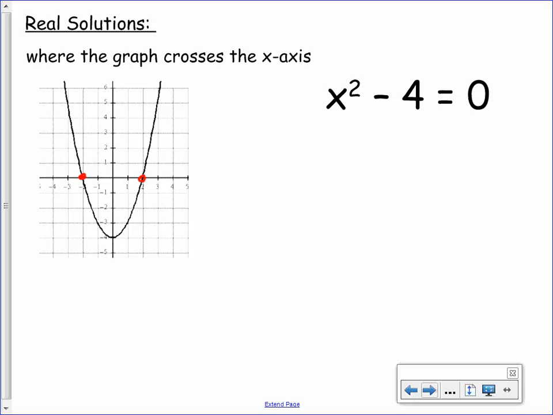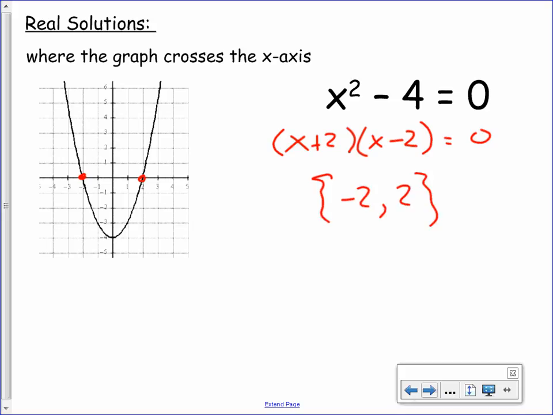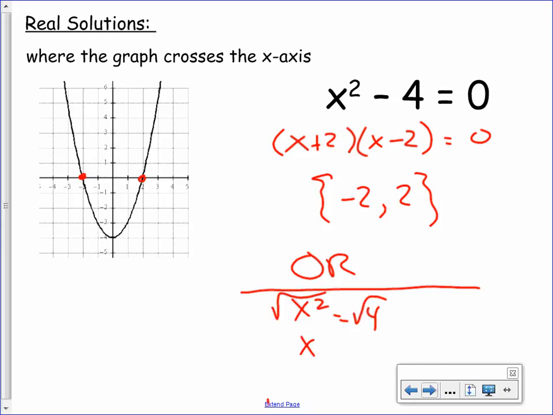From this, you can do a couple things. You could factor. This is a difference of squares, right? So x and x, so the answers are negative 2 and 2. Or you could have done this: x squared is equal to 4. So when you take the square root of both sides, x is equal to plus or minus 2.